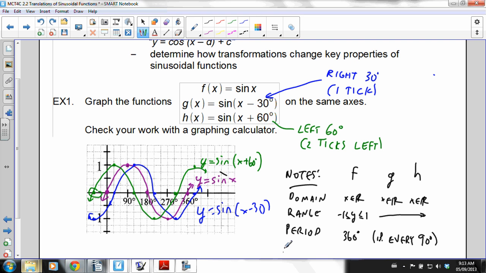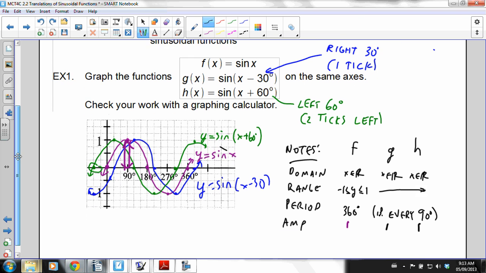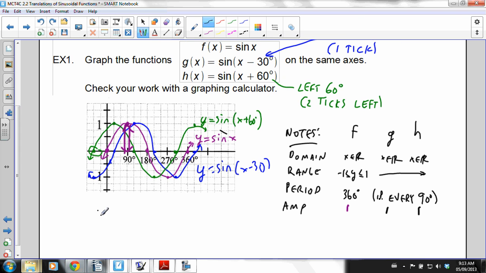What about the amplitude? Well, the amplitude, remember, is the height of half a bump here. So on the purple one, the amplitude is right there. It is 1. Well, on the blue one, it's still 1, right? It hasn't changed. So moving this graph left or right, what has it changed as far as the properties of trig functions? Nothing. Nothing, nothing, nothing. This is actually called a phase shift.